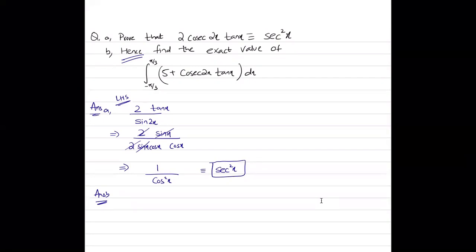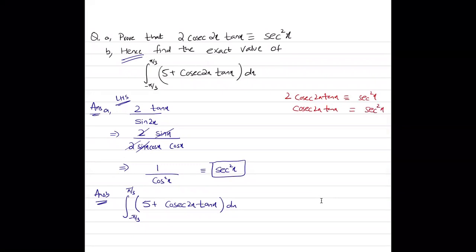Okay, let's do this step by step. Integration of 5 plus cosecant 2x tan x dx, integration of this expression from minus pi by 3 to plus pi by 3. Now, will cosec 2x tan x be secant squared x upon 2? Yes, exactly. If 2 cosecant 2x tan x is identical to secant squared x, then cosecant 2x tan x is equal to secant squared x upon 2.